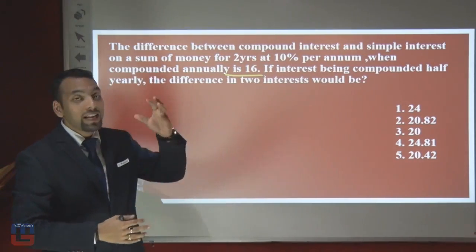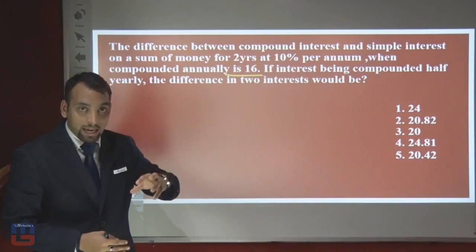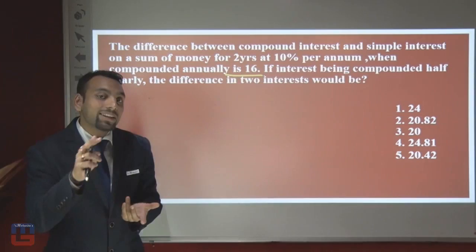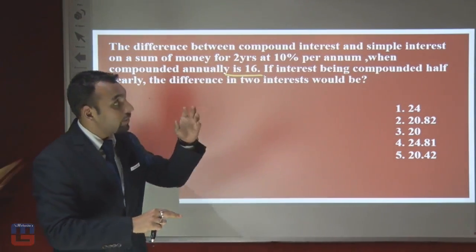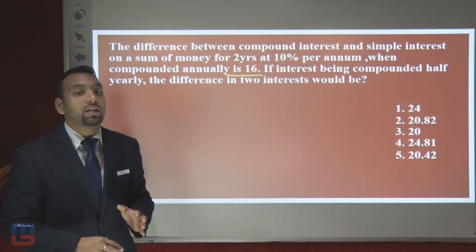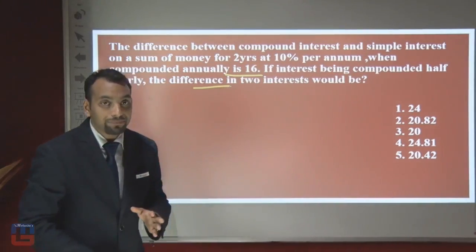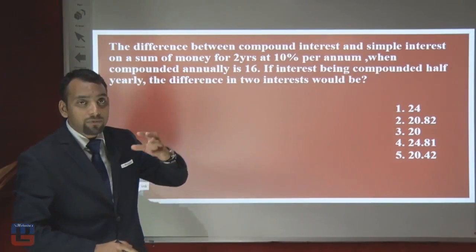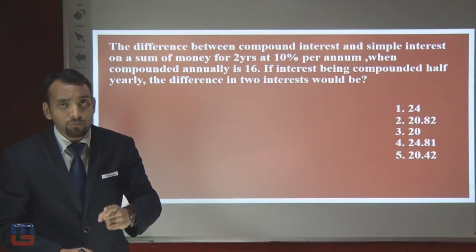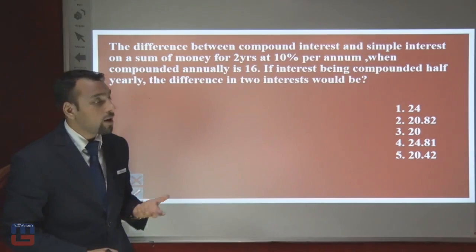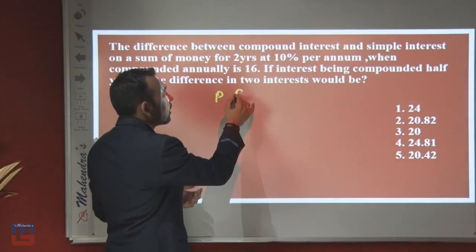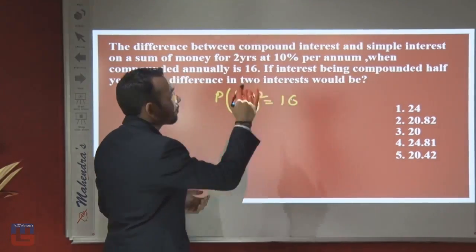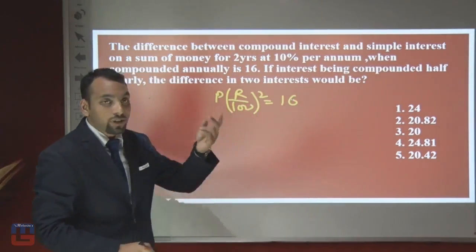Which means if interest is compounded annually, the difference is 16. So if interest is compounded half yearly, then what will be the difference you have to find. Now how will we calculate? As you all know, we have the difference between the compound interest and simple interest of 2 years. So we have a formula, and the formula is P(R/100) whole square, that will be equal to how much? 16. So this formula we have for these 2 years.